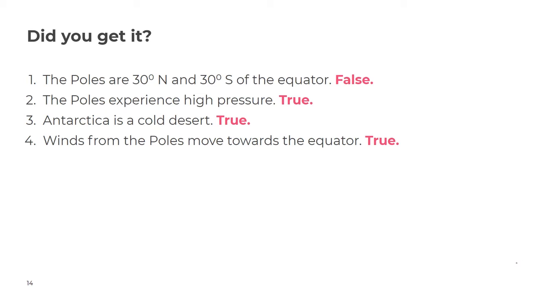Number 2, the poles experience high pressure. This is true. That's because cool air is sinking. Number 3, Antarctica is a cold desert. This is true. And number 4, winds from the poles move towards the equator. This is also true. So give yourself a little score out of 4.